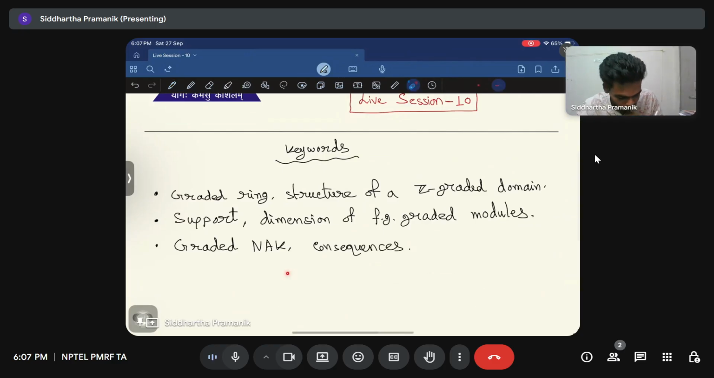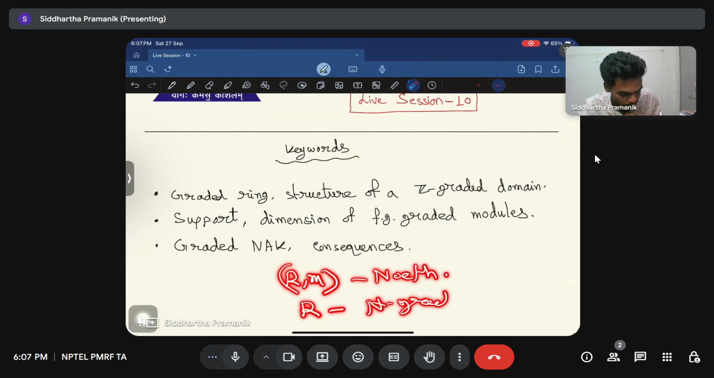In particular, the result holds for a Noetherian local ring, and the result holds for an N-graded ring where R naught is a field. They are somewhat analogous, so these theories are parallel. That is what we have seen.